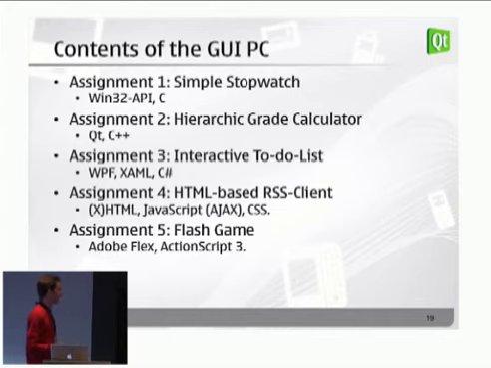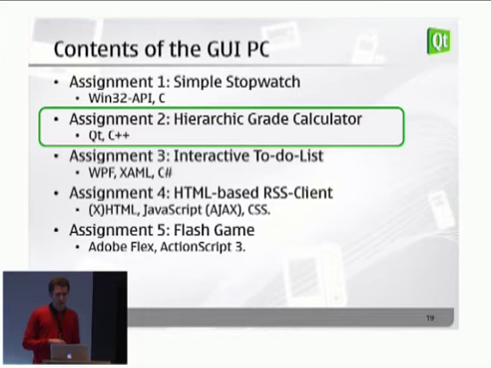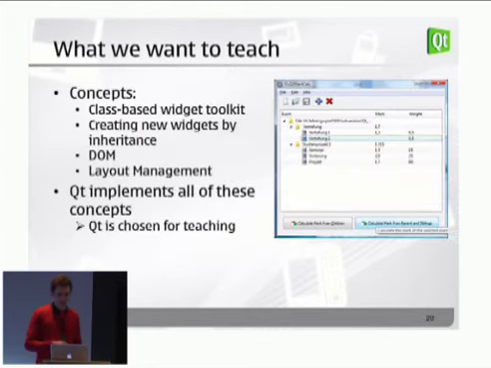And this is the Qt assignment. And then we have some more, an interactive to-do list which uses WPF and C#, and an assignment for an RSS client which uses JavaScript and CSS, HTML, Ajax, and one assignment which has again the idea that the students will come if something with a game is announced, and this was the reason why we introduced the Flash game. Now I'm going to have a little bit of a look at this assignment because that's the one we actually talked for here.